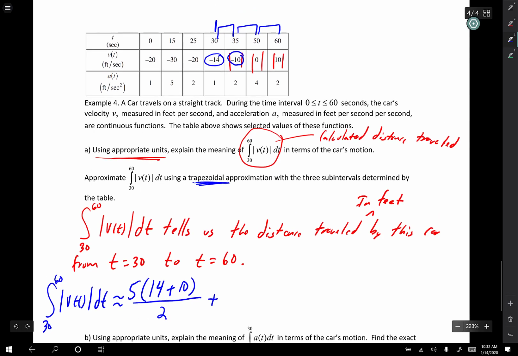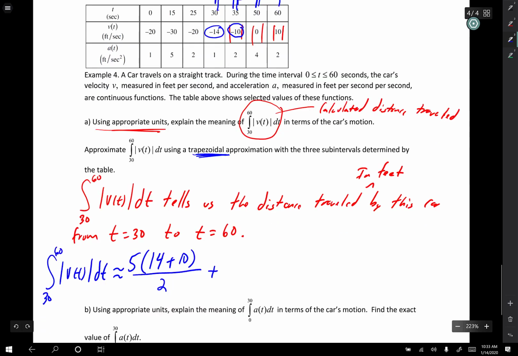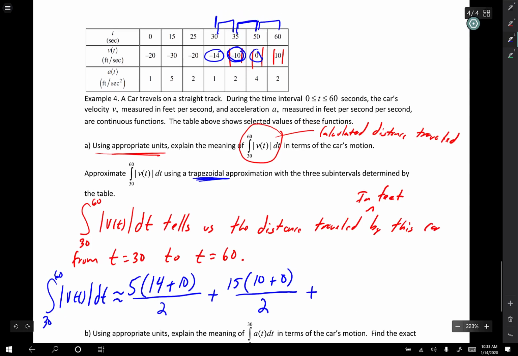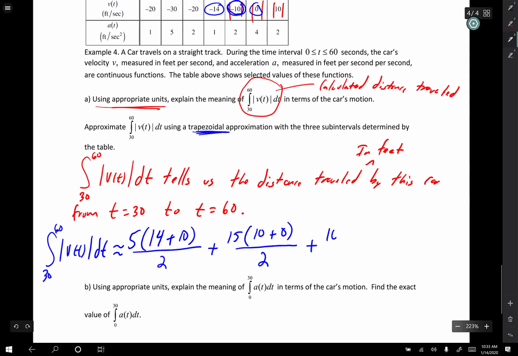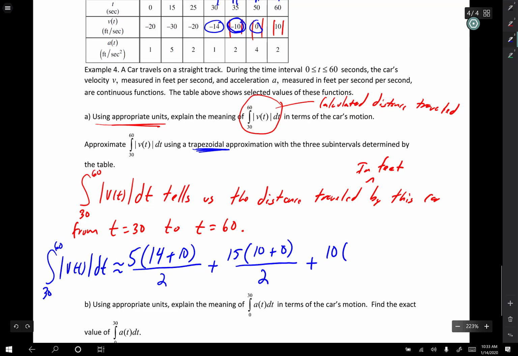All right. The height of the second trapezoid. What's the distance between 35 and 50? 15. And then open parenthesis. The first base is going to be 10 plus, what's the second base? 0. And all this is divided by 2 plus the next one. What's the distance between 50 and 60? 10. Open parenthesis. The first one is going to be 0 plus the next one's going to be 10. And I'm going to divide this by 2.